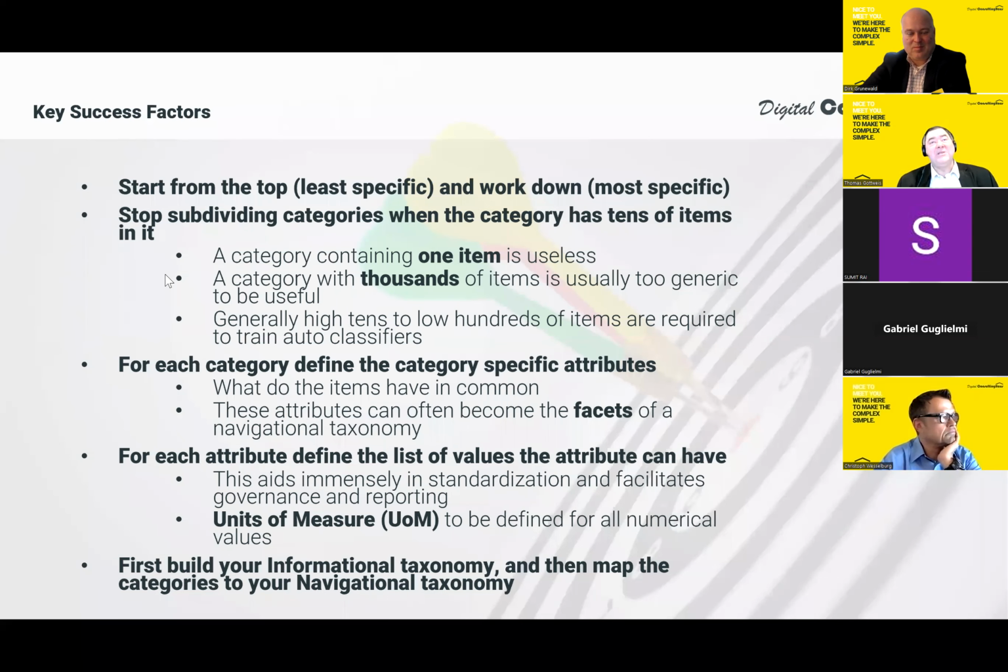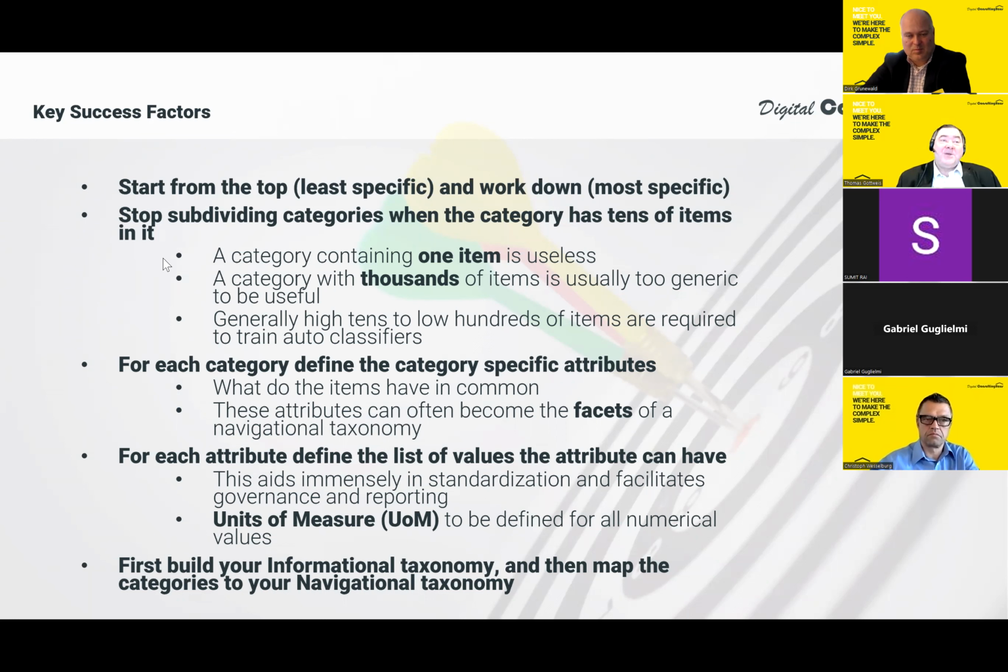A category with thousands of items usually is too generic. Think perhaps of a pick list where you're looking for one item in a list of 1,000. You probably don't want to be scrolling through 1,000 items. And it's the same thing when you're creating a taxonomy. So generally tens to low hundreds of items are useful because that's also just about the number of items that you need to have sufficient data to train auto classifiers and AI systems that are there today to help with the process of classifying your collection of items once you've got the taxonomy built.